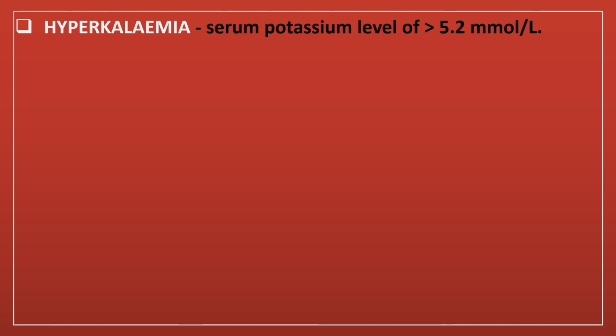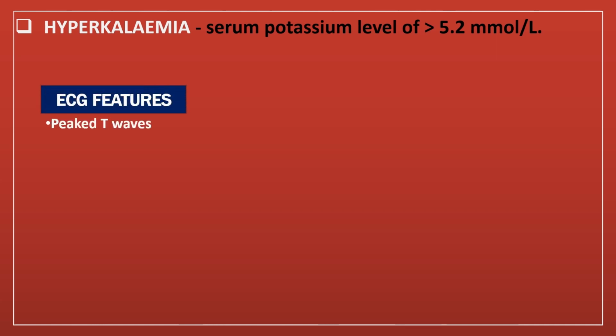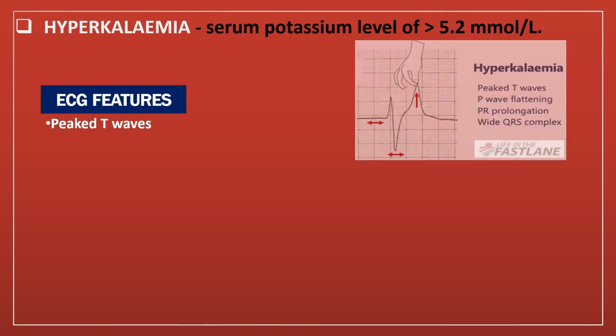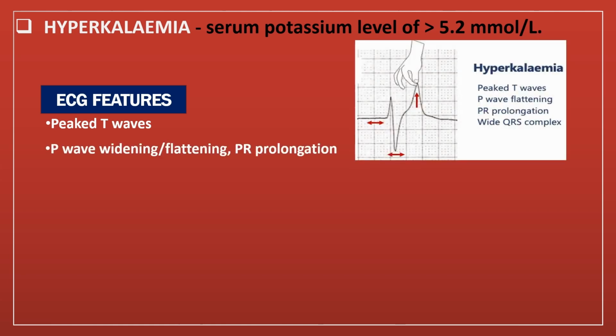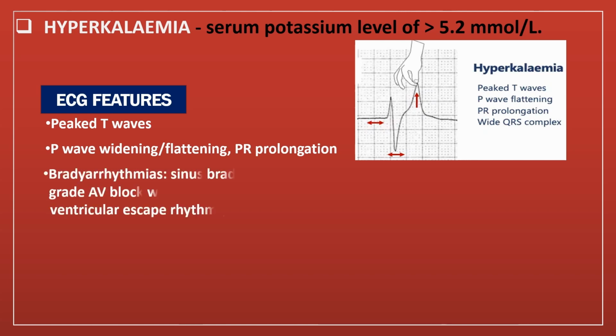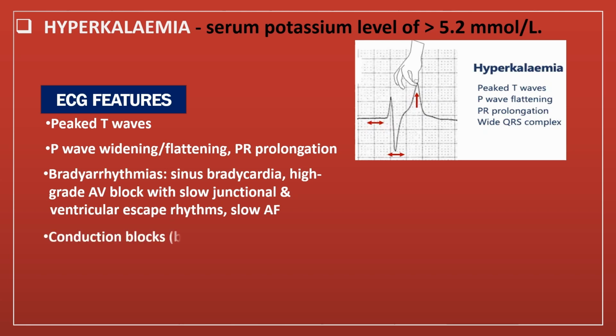ECG changes generally do not occur until there is a moderate degree of hyperkalemia. In an ECG, one may find hyperacute T waves, or we call them peaked T waves, followed by wide or flattened P wave with PR prolongation. Some cases of hyperkalemia may end in bradyarrhythmias or conduction blocks.